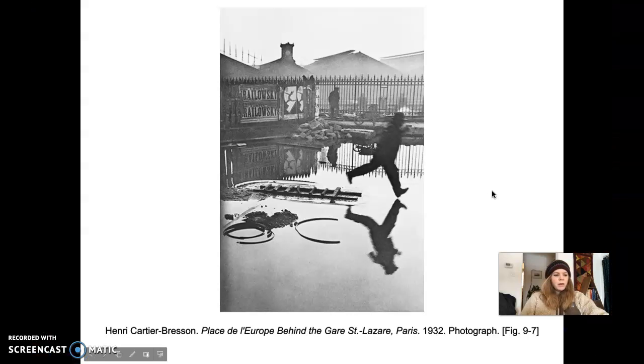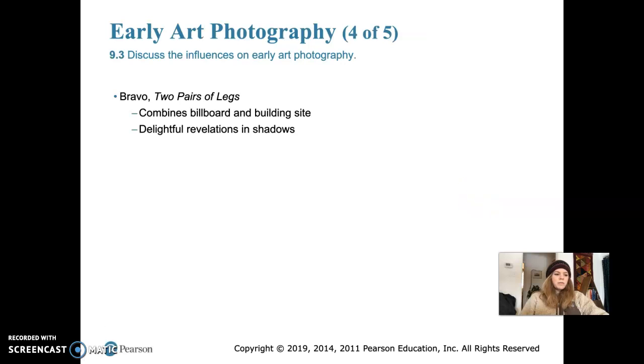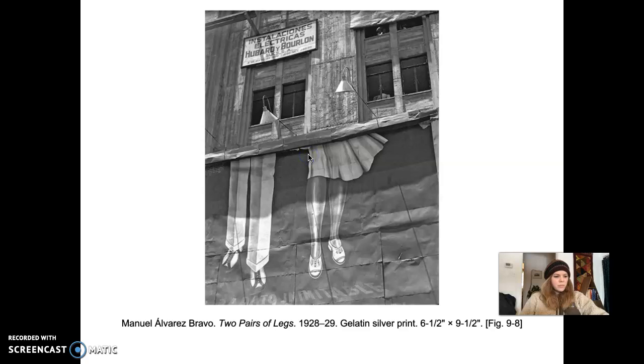So we'll talk about Manuel Alvarez Bravo, Two Pairs of Legs, from 1928 through 1929. And this is a gelatin silver print, and it combines a billboard and a building site. It has a lot of interesting shadows present in it. So this is called Two Pairs of Legs. It's 6 by 9, 6.5 by 9.5. And it's basically a building site.